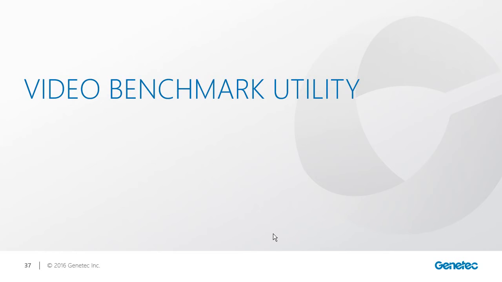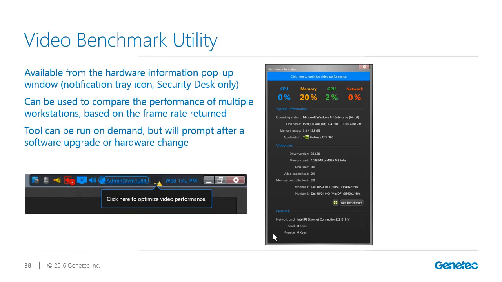Speaking of GPU decoding, there's a new video benchmark utility. As soon as you load up your security desk, in your notification tray, if you take a look at the performance section, you see this little exclamation point, and it wants you to run the optimization. Basically, you can bring up the hardware information by double clicking on this, and then go down here and you can run the benchmark.